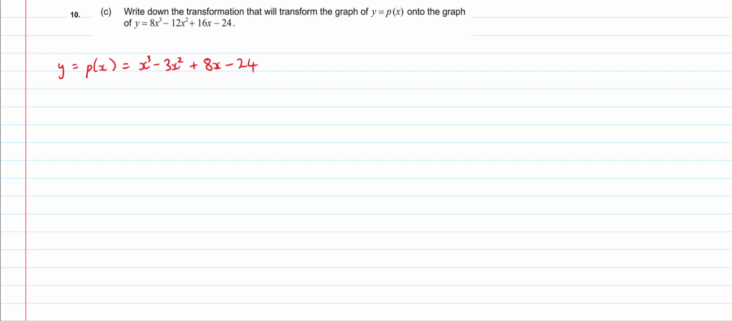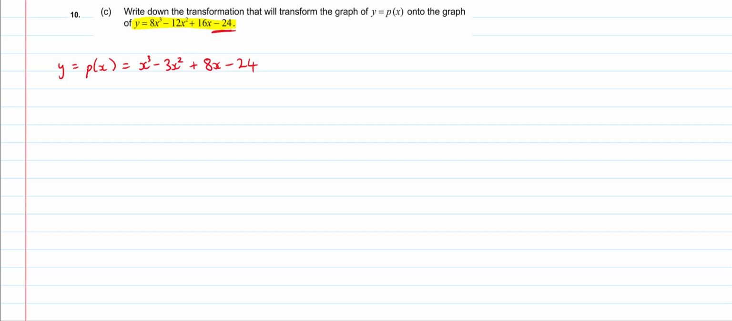Okay, for this question, we're asked to write down the transformation that will transform the graph y equals p of x onto this graph here. So the first thing we can notice is our constant term, the negative 24, is the same. So we're not going to be dealing with a vertical translation or a horizontal translation.